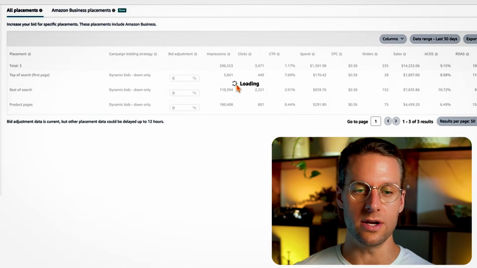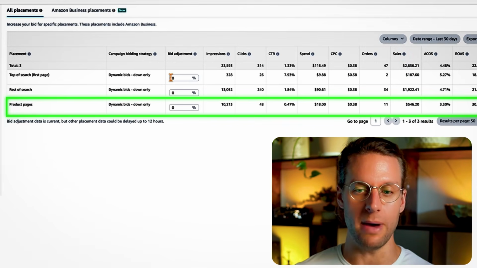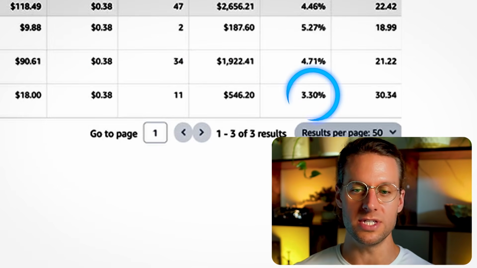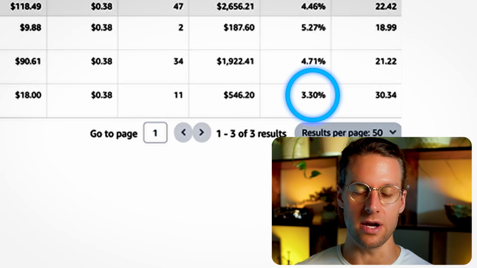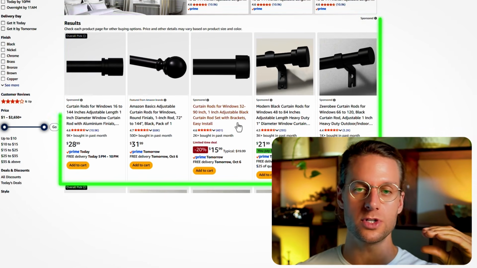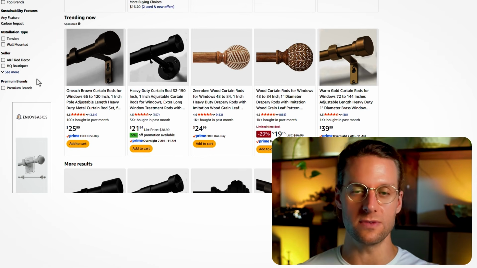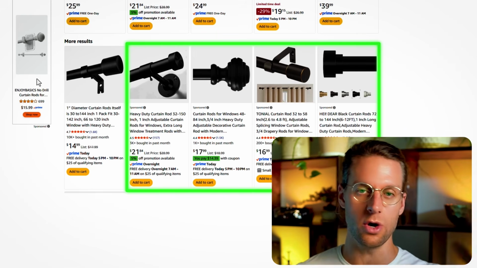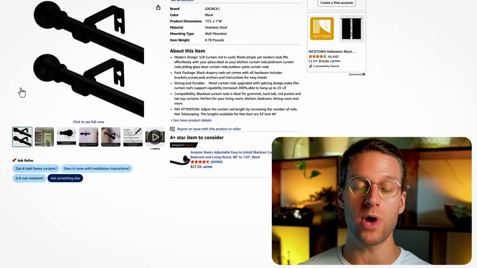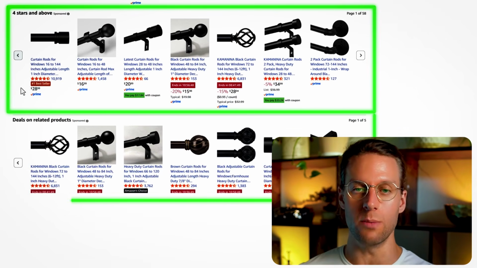Okay, now what I can see here is that product pages is definitely my most profitable placement. You can see I have a 3.3% ACoS there. And even though the ACoS on the other two is also fantastic, my product pages is doing the best. Now, just to get back on the same page about what these different placements are, any campaign in sponsored products can show up three different places. Top of search, which is what you first see right under search results. Rest of search, which is all the rest of the ads that show up as you scroll down search results, and product pages, which is the ads that you see on product listings.